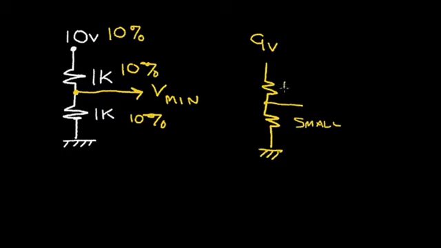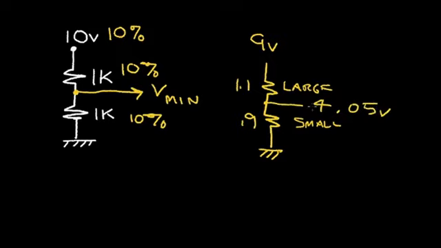And if this becomes large, that develops a bigger voltage drop. So let's replace the top resistor with a 1.1K and the bottom with 0.9K. And that's the condition for the minimum voltage. If we solve that, I believe that comes out 4.05 volts.